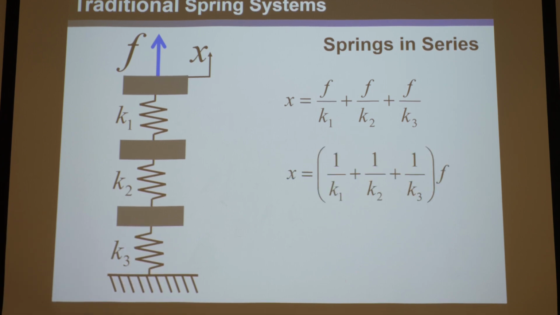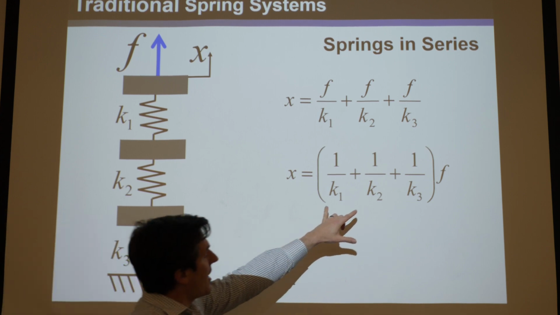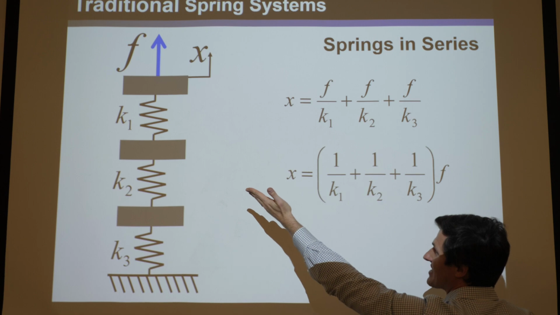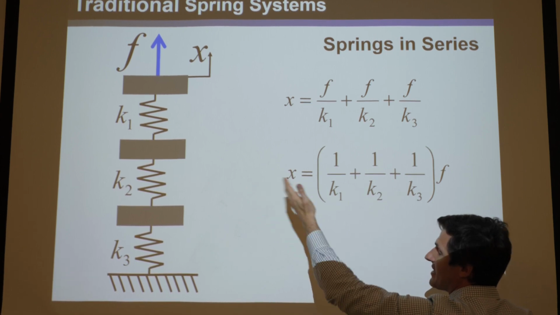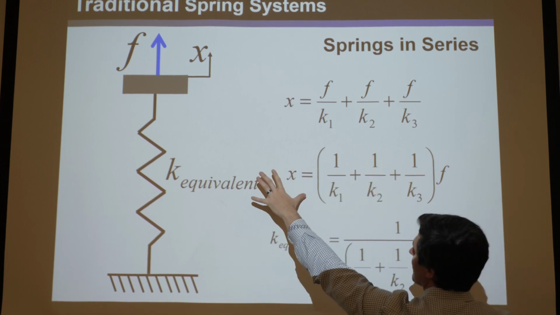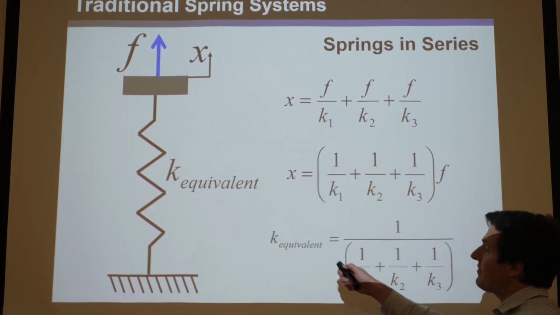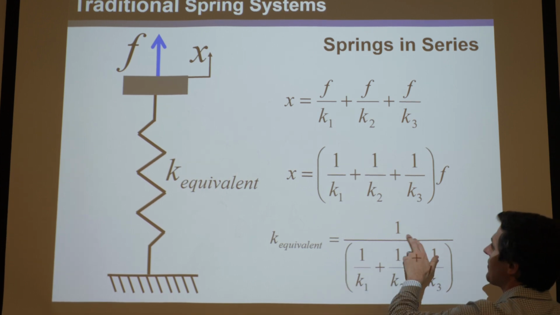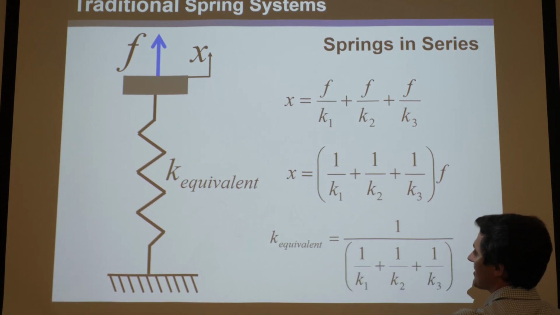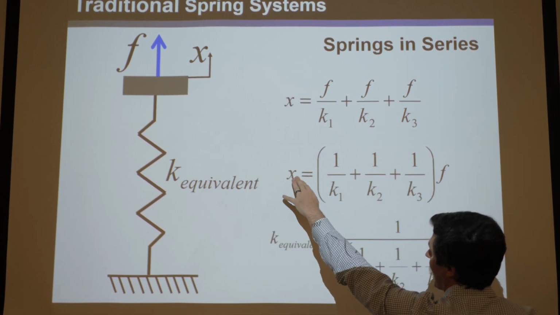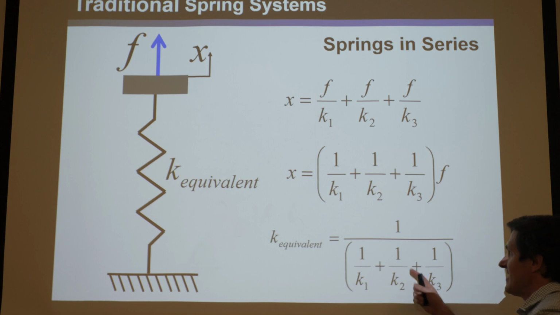Pull the common F out, and you can see this is essentially compliance. Remember, the compliance of spring K1 is, well, let's not say this yet. If we invert this to the other side, then you can find the equivalent stiffness of this entire thing. K equivalent is the inverse of each stiffness's inverse added together. So you take this, invert it, and now it's F equals Kx, where K equivalent is this.